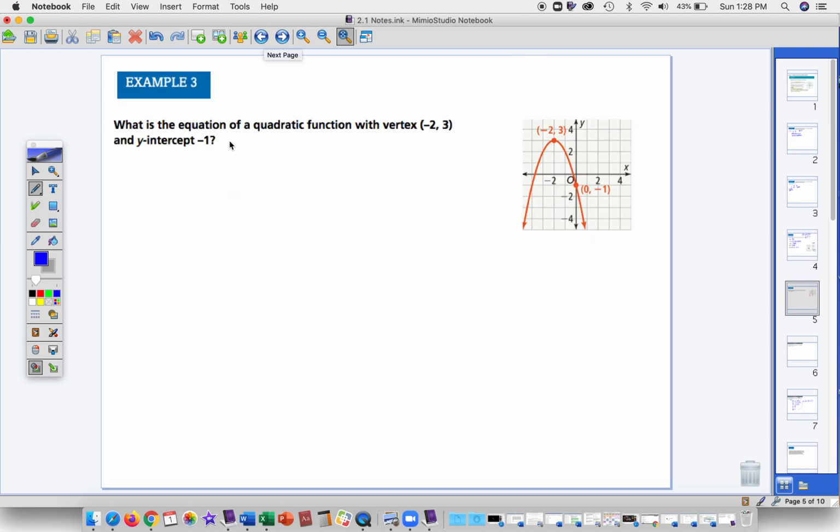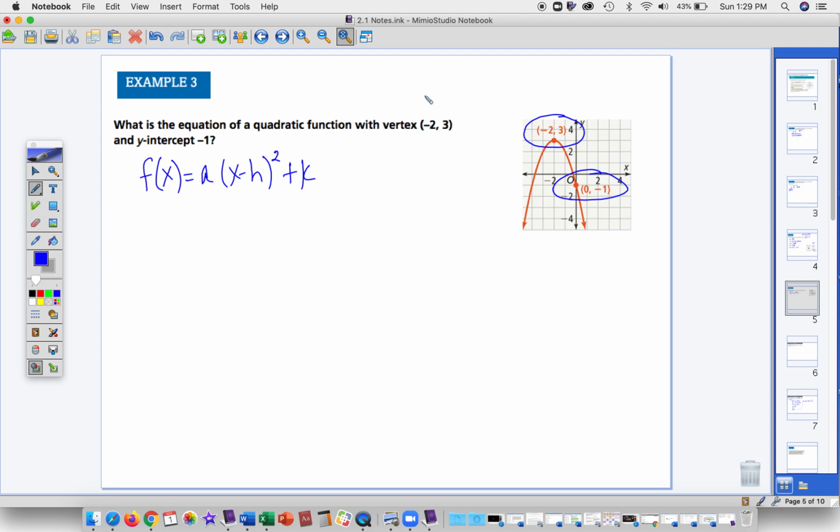Example 3. What is the equation of a quadratic function with the vertex of -2, 3 and a y-intercept of -1? Now we're going to do the reverse. We're being told the vertex, and we're also being told a point that's on the graph. We are going to come up with the equation. So if I start with my vertex form, don't forget that square, that's important. What we're going to do is plug in the values.